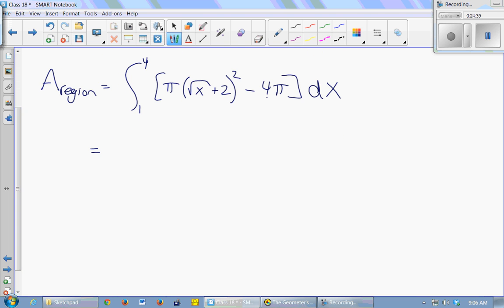So I think actually the first thing I'm going to do is pull out a pi. So that is gone and that is gone. And then I'm going to FOIL radical x plus 2: square the first and I get x, square the last and I get 4. Take the product of the 2 root x, and double it. And then I have minus 4 dx. That came from right here after I pulled the pi out. Okay, so my 4's cancel.